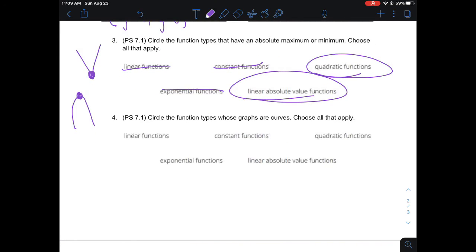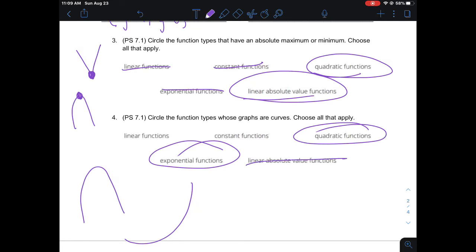Circle the function types whose graphs are curves. Okay, that would be my quadratic and my exponential. Not my absolute value. Those are 2 straight lines. Linear function is 1 straight line. Continuous is a horizontal line that is straight.